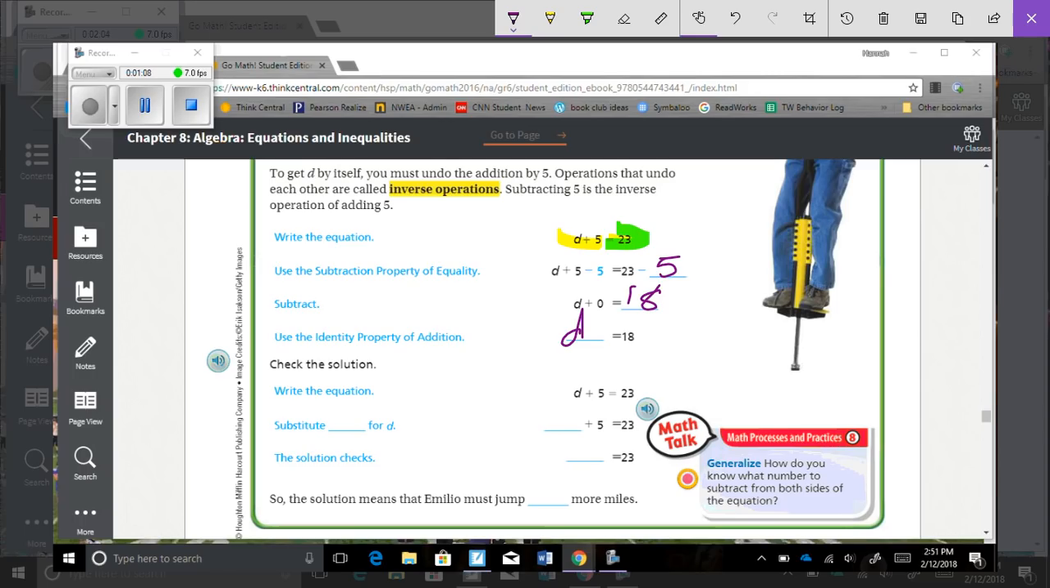Now we're going to check the solution. Write an equation: d plus 5 equals 23. And we're going to substitute 18 for d. We're checking to see if what we found up here works. So we take 18 plus 5, which should equal 23, and it does. 23 equals 23. So the solution means that Emilio must jump 18 more miles in order to break that record.